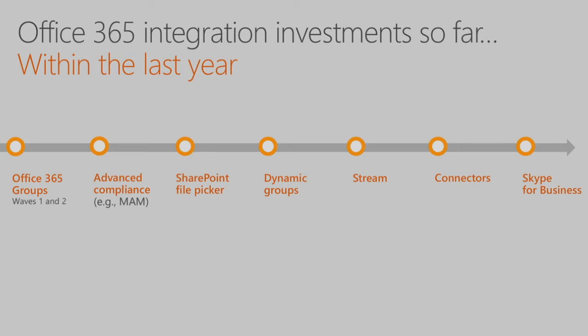We have Stream now. You can upload a video into Stream, copy the link, paste it into a message in Yammer, and now the video renders inline, and we take care of the authentication, so you don't have to worry about whether or not people can see the video. It's seamless, it plays right in line, and it's awesome because you also get to see how many people have viewed the video and how many people have liked the video.